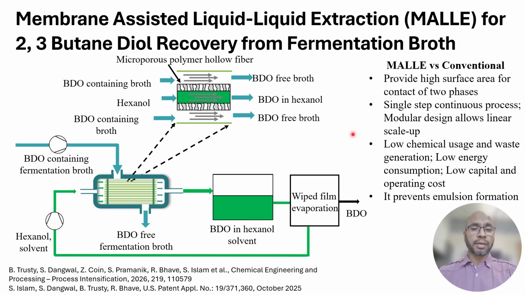If these two phases are mixed together in liquid extraction, it forms an emulsion, and it's difficult to break that emulsion. But in membrane assisted liquid extraction, these two phases are not mixed together like in a mixer and settler. As a result, the separation happens just at the interface, so it prevents emulsion formation, which is a big advantage of using membrane, along with the scalability. So overall, membrane assisted liquid extraction is a much better, more advanced approach compared to liquid extraction, especially for BDO separation or recovery from fermentation broth.